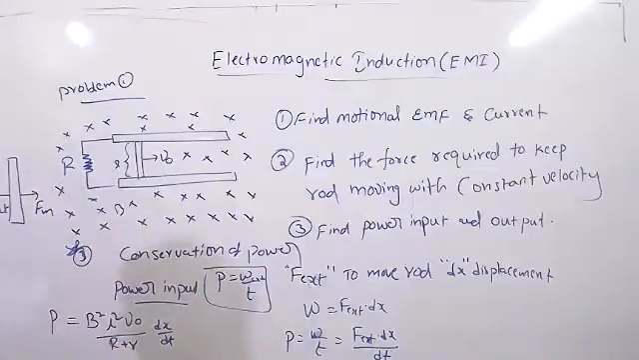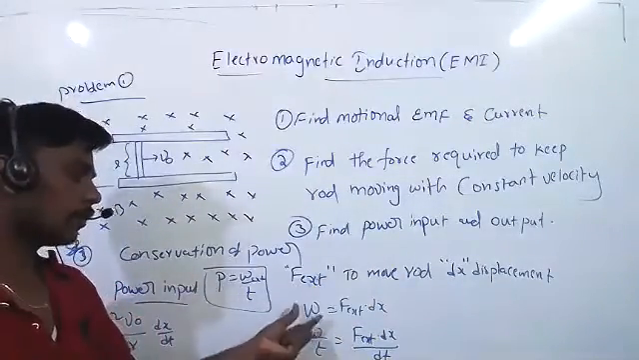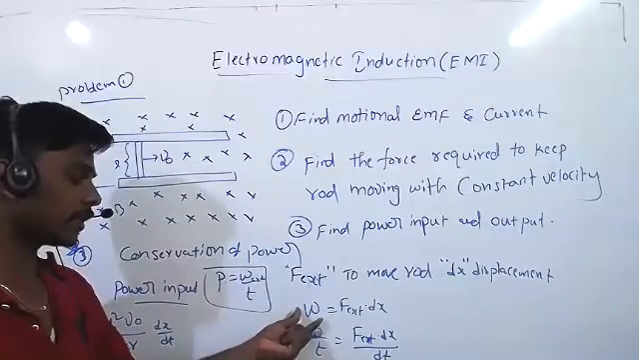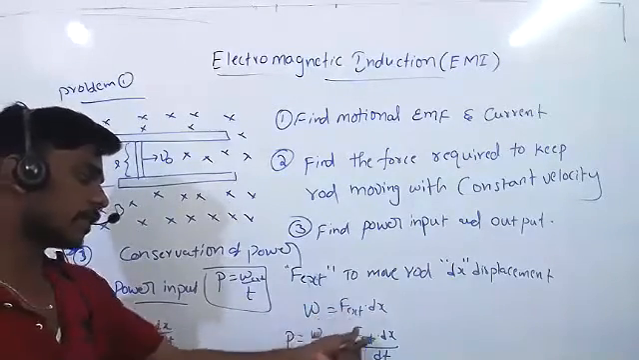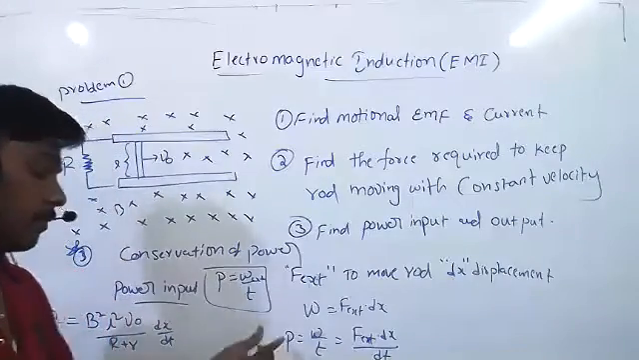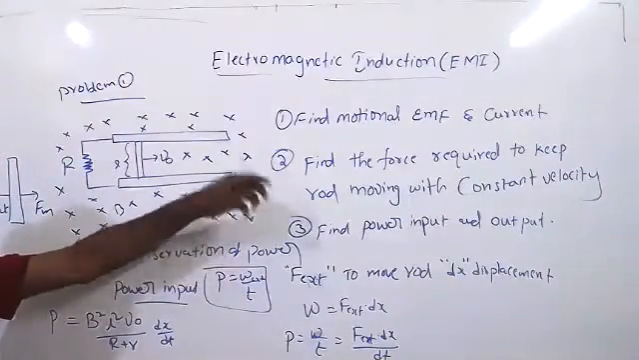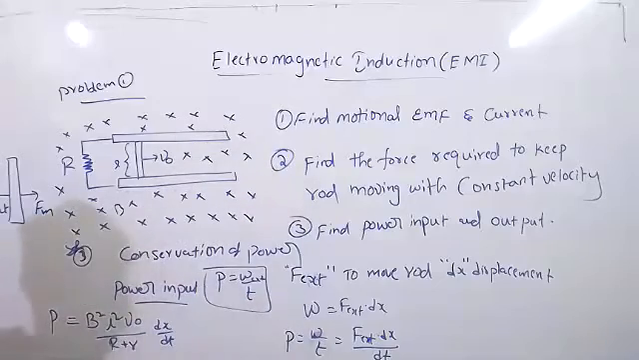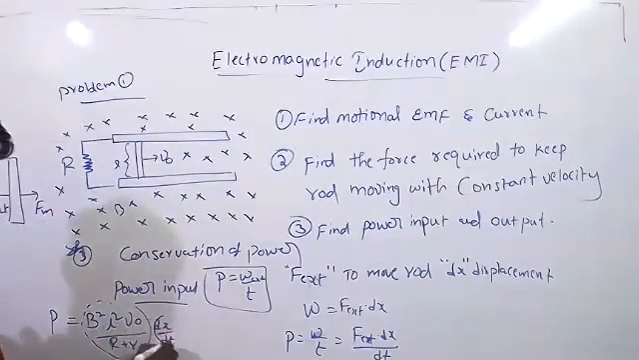Write this: F external to move dx displacement. So that means we have done some work, that is work done equal to force into displacement. Force into displacement by time is nothing but power. So force we have already calculated in the first question, how much force we are giving to move it at constant velocity. This much force. After dx by dt, whatever the dt is there, it is nothing but v naught again.